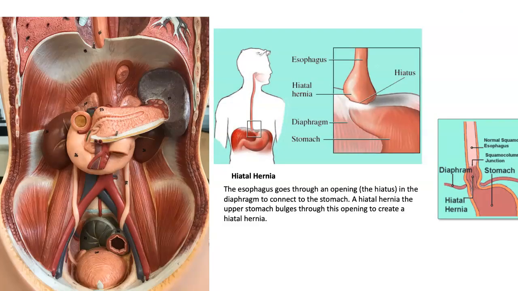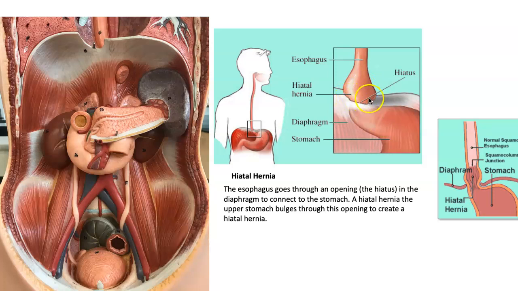Now, the reason I want you to know about the hiatus, here's your model in the classroom. This is the opening. Here's this esophagus coming through the diaphragm. Here's your diaphragm. So this opening, the hiatus. So this hiatus, there's something called hiatal hernias. And I'm sure a lot of you have heard of a hiatal hernia. That is when part of the stomach is actually going up into this hole.